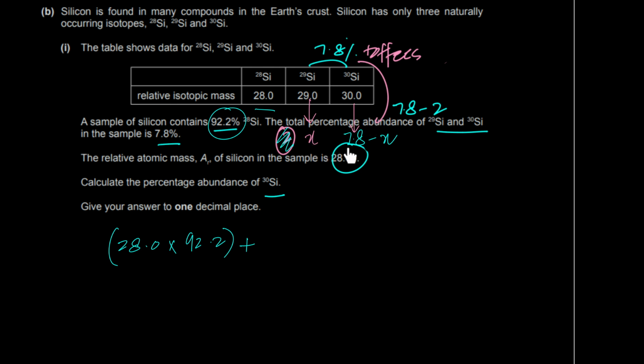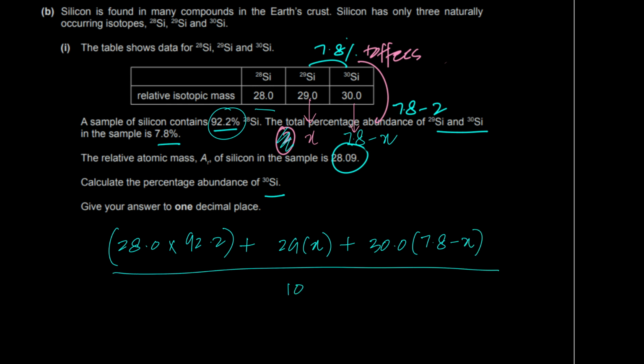Because if this is X, this should be 100 minus X only if these are the only 2 isotopes. Here you also have a third, and that isotope has the percentage 92.2. So these two combined would only have 7.8%. And out of this 7.8, if this is X, this should be 7.8 minus X, not 100 minus X, Vanya. Make sense? So it's going to be 29 times X plus 30.0 times (7.8 minus X), divided by the total abundance, which is 100, 92.2 plus 7.8, and that will give me the Ar, which is 28.09. So love this mathematics.